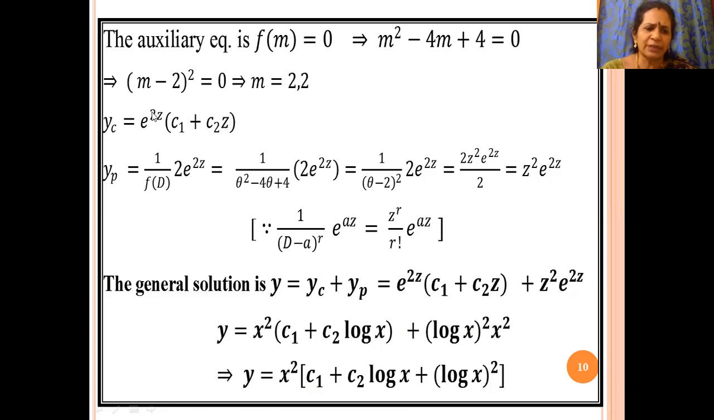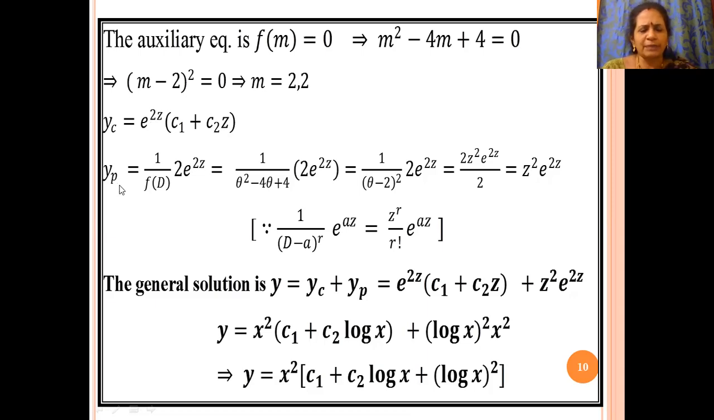yc is equal to e power az times (c1 cos bz plus c2 sin bz). Right? So here, in cos bz, the b value is 0, no? So cos 0 is 1, so c1 is there. And c2 into sin bz, sin 0 is 0, so we get c2z. But whereas a complex number, it is not a complex number, it is a real number that can be written like this: e power 2z times (c1 plus c2z). Right?